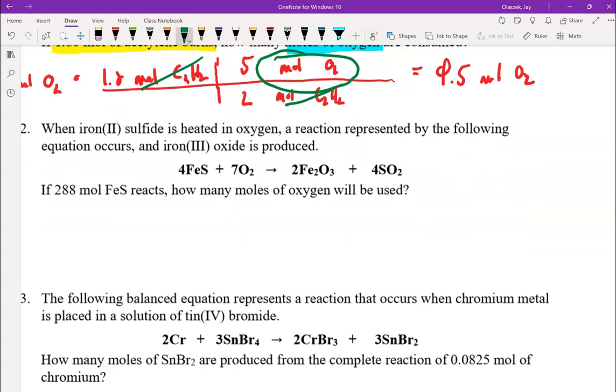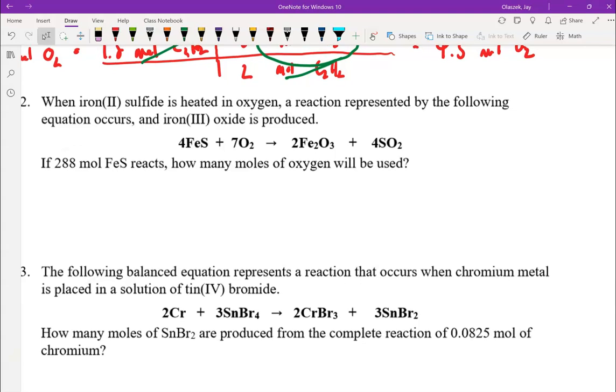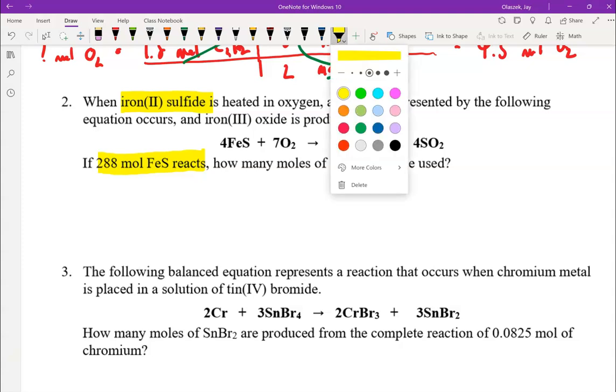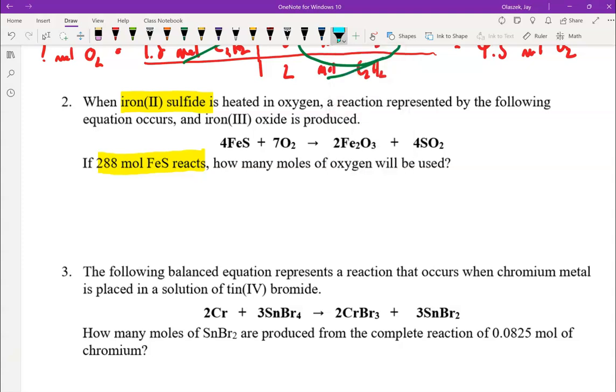Okay. All right, we got the whole rhythm going here. Let's stick with it. All right, we've got two compounds here. Iron 2 sulfide is heated in oxygen, and it produces something called iron 3 oxide. We're not worried about the iron 3 oxide. What we are worried about is the fact that 288 moles of this iron 2 sulfide reacts. That's going to be our known. What's the question looking for? Moles of oxygen. That's this stuff.